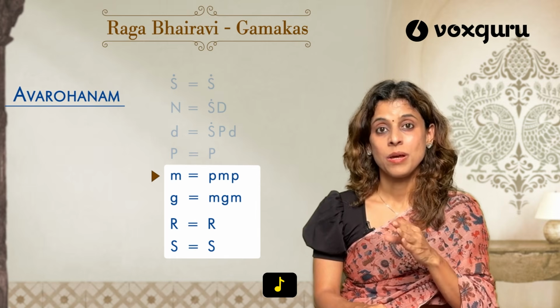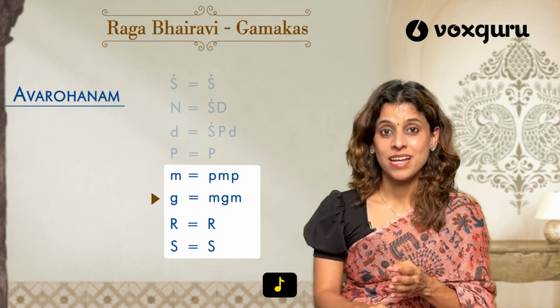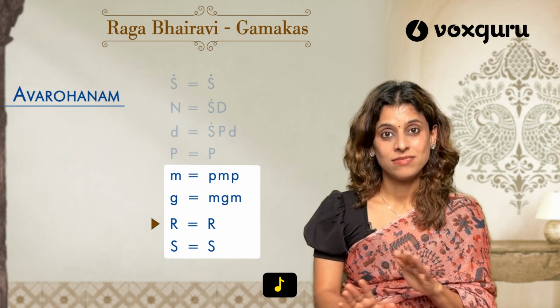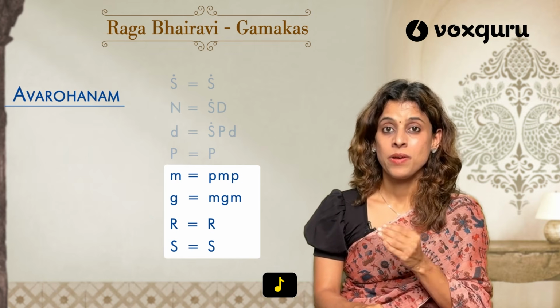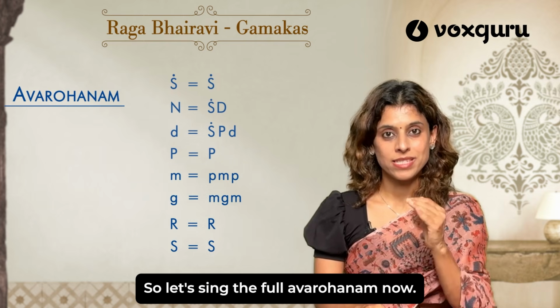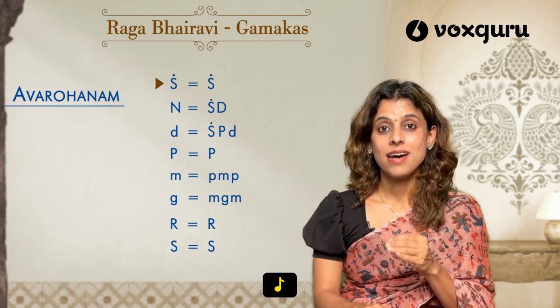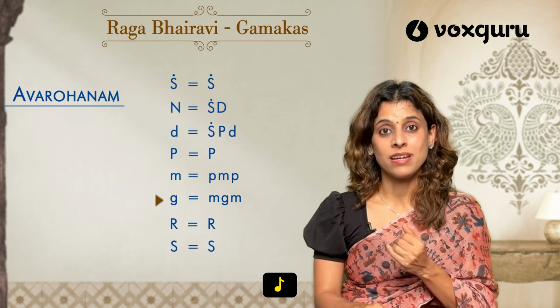Ma, Pa, Ma, Pa, Ga, Ma, Ga, Ma, Ri, plain Sa, okay, Ma, Ga, Ri, Sa. So let's sing the full Avarohanam now. Sa, Ni, Da, Pa, Ma, Ga, Ri, Sa. So those were the basic Gamakas of Raga Bhairavi.